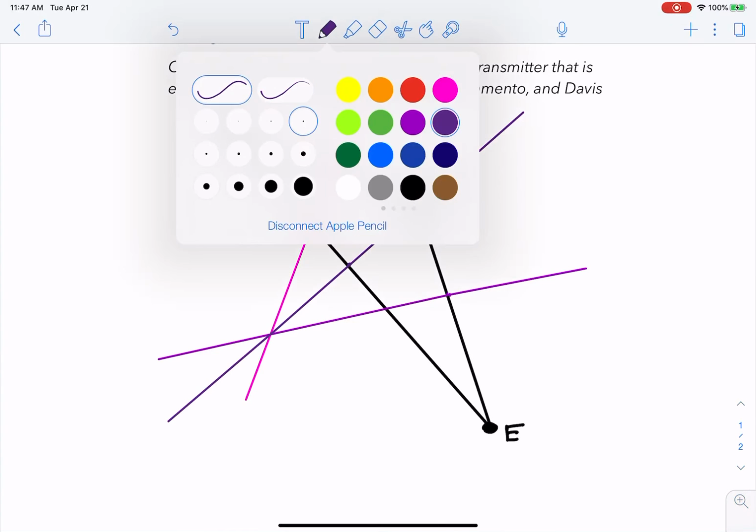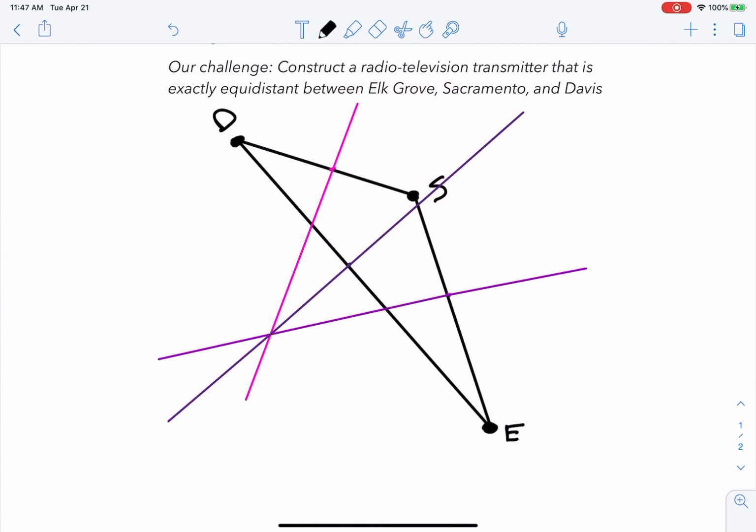Okay. And amazingly, the first thing I want to point out here is that this place here, off in the countryside, somewhere in Yolo County, is going to be the perfect spot for our radio transmitter, which if you ever drive up I-5 and look for the radio transmitters to the west of Elk Grove, you'll see that actually this is the spot where the radio transmitter exists. So we'll call this M.